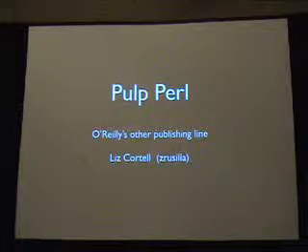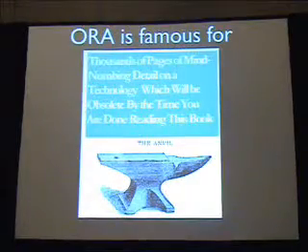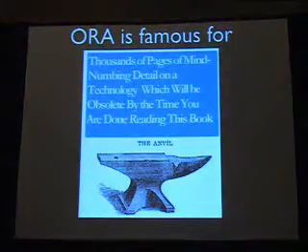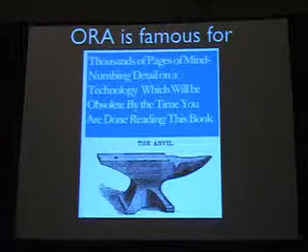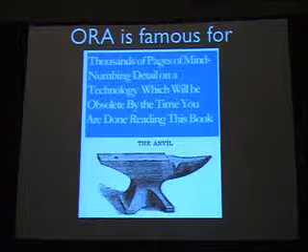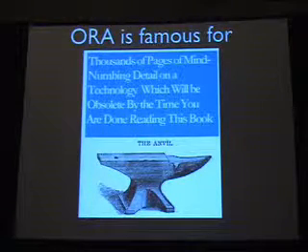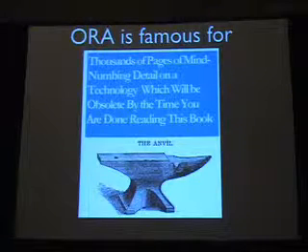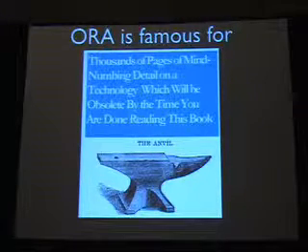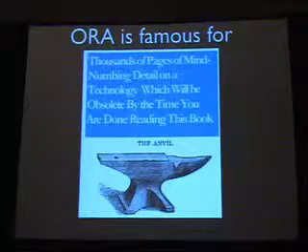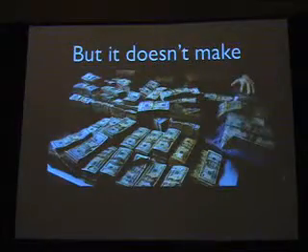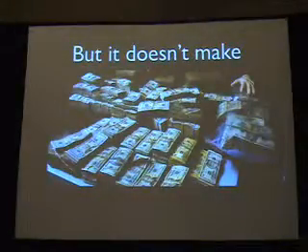Continuing in a similar vein to the previous presentation, I'm here to talk about O'Reilly's other publishing arm, called Perl. Now, O'Reilly Associates, as you all know, is famous for animal books, thousands of pages of mind-numbing detail on technology which will be obsolete by the time you finish reading the book. But there's just one problem. It doesn't really rake in the cash.